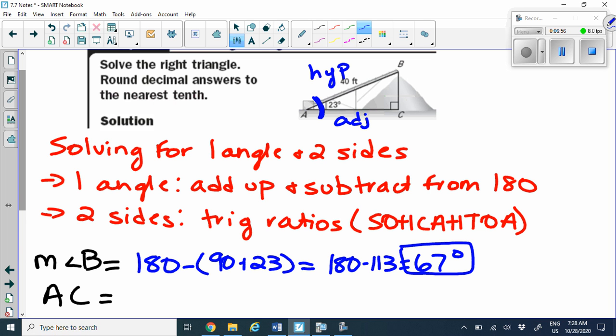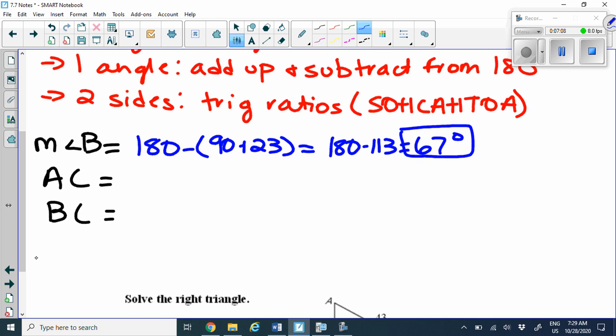What are we going to use? Notice I already have SOHCAHTOA here. So if we have A and H, that's going to represent our cosine. So we're going to go ahead and do cosine there. So I have cosine of our 23 equals, our adjacent side was AC, so I'm going to leave that as AC, over our hypotenuse, which was 40.